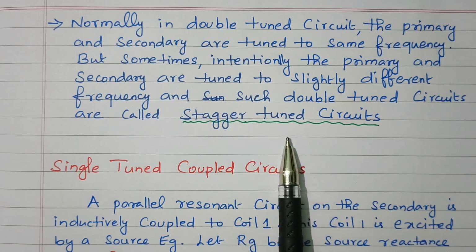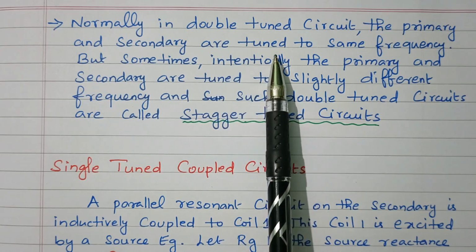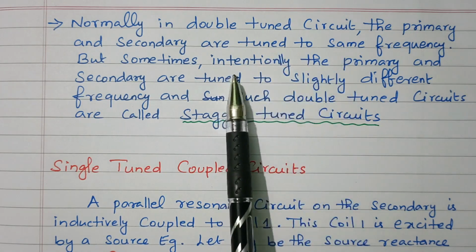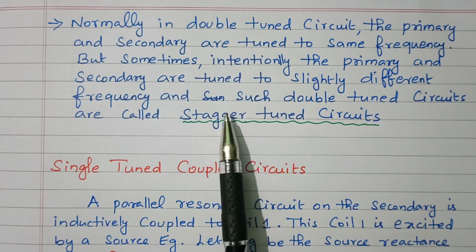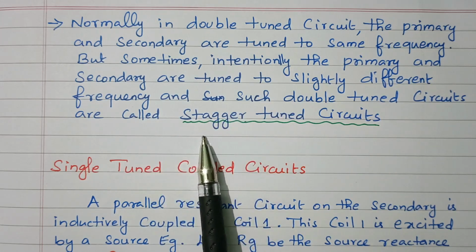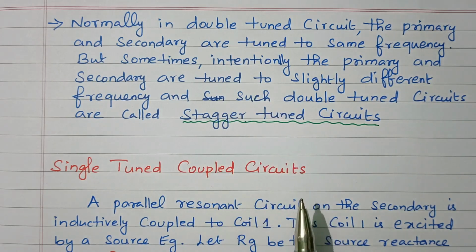So one special case is there. Normally the frequencies of both primary and secondary are the same, but intentionally primary and secondary may be at slightly different frequencies. Such double tuned circuits are called stagger tuned circuits. So in this video we discussed the introduction to the tuned circuit: what the types available are, what the uses of tuned circuits are, how we get the tuned circuit types single tuned and double tuned, and what the stagger tuned circuit is.